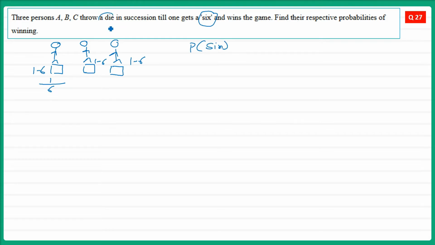So you can just call it the probability of getting a 6, which is true for all of them, A, B, C. So the probability of getting a 6 is 1 by 6. And the probability of not getting a 6, that is 1, 2, 3, 4, 5 appearing, is simply 1 minus 1 by 6. So this is going to be 5 by 6. And this is what we are going to use a lot in this question. So please understand these two probabilities.